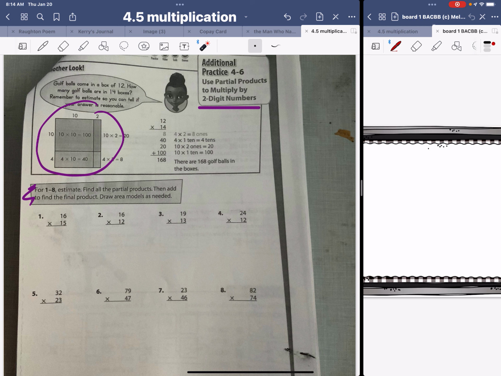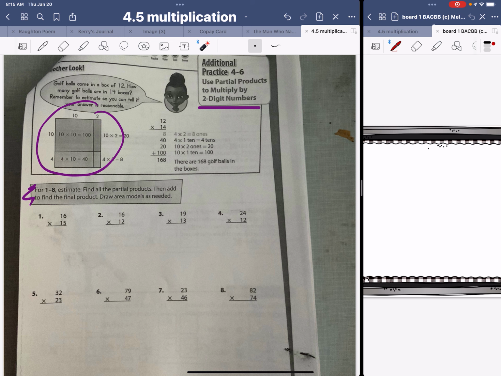All right, so what we do first is we want to multiply the ones. So 4 times 2, those numbers are both in the ones place. So 4 times 2 is 8. All right, so we have 8 ones. And then the next thing that we want to do is multiply 4 ones times 10. So 4 ones times 10 is 40, okay?